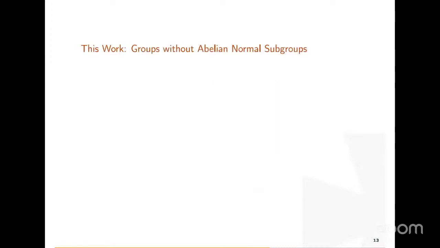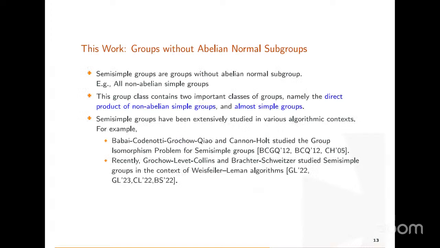So why are we interested in such groups? They contain a lot of interesting classes of groups, but above that, there is the group theoretic community working on the group isomorphism problem, and for them these semi-simple groups are really helpful. Also, there is a known polynomial time algorithm for group isomorphism for such classes of groups. So that's why we started with semi-simple groups.